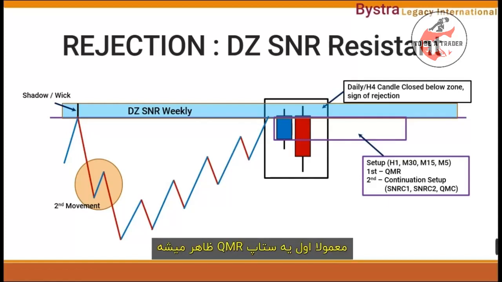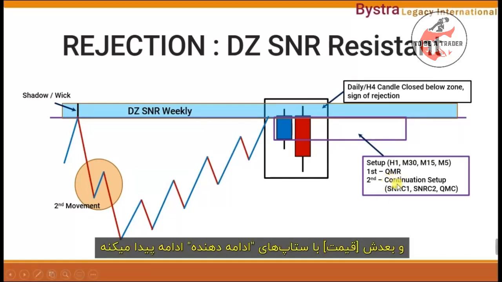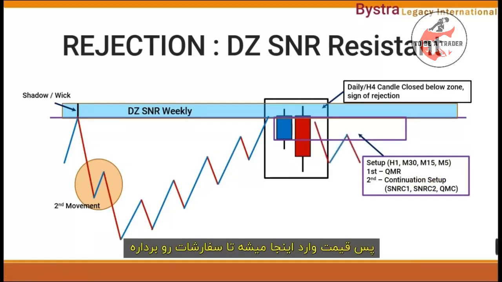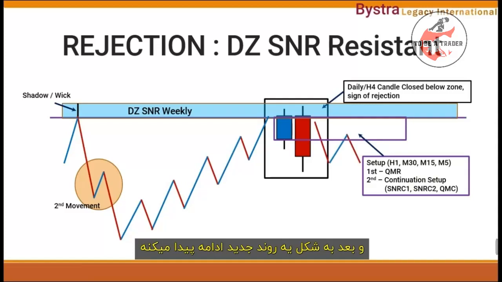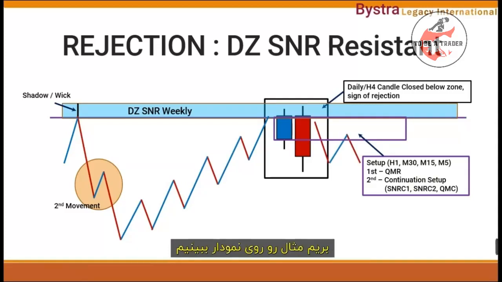Normally the QMR pattern will come out first and then be followed by the continuation setup. So price will come in to take the order and continue on the new trend. Let's look at the example on the chart.